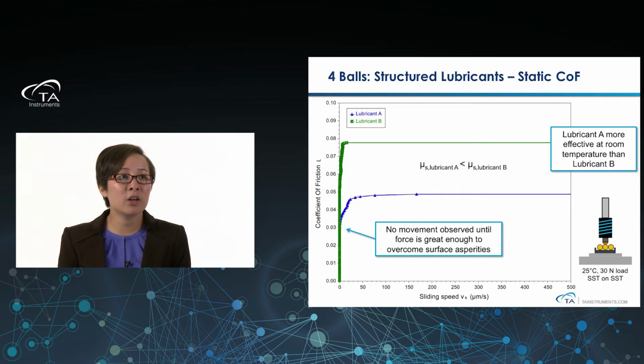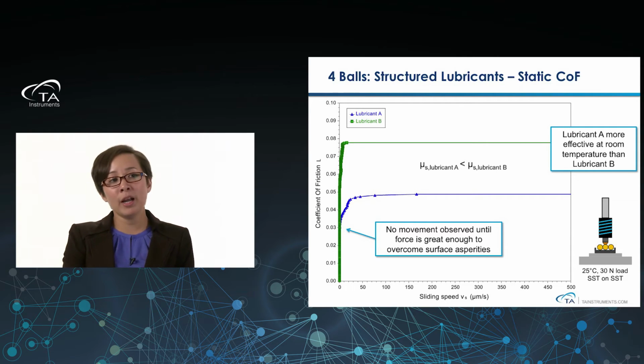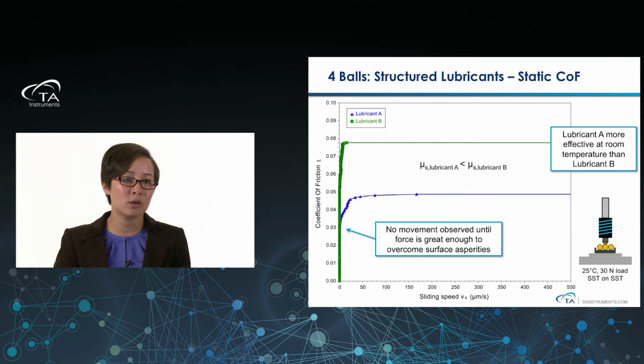So as you can see here in blue, we have lubricant A in triangles, and in green squares, we have lubricant B. And the point at which they start sliding at 500 microns per second, which is actually quite low speed, you can see that lubricant A is lower than lubricant B, or the static coefficient of friction of lubricant A is lower than the static coefficient of lubricant B. So one could say that lubricant A would be more effective at room temperature than lubricant B because it will start allowing the gears and the engine to start moving sooner.